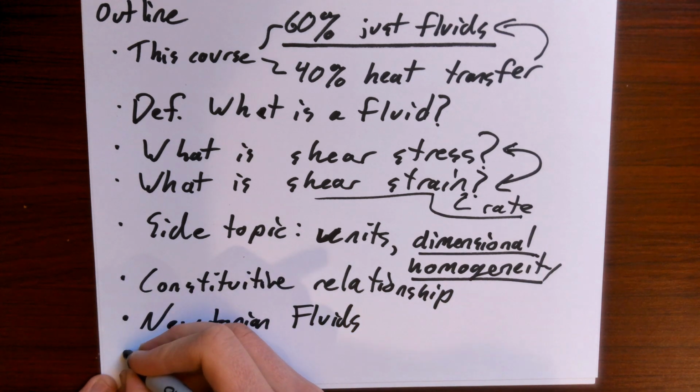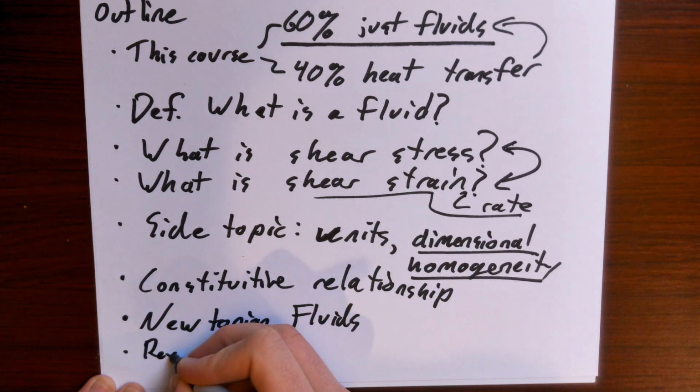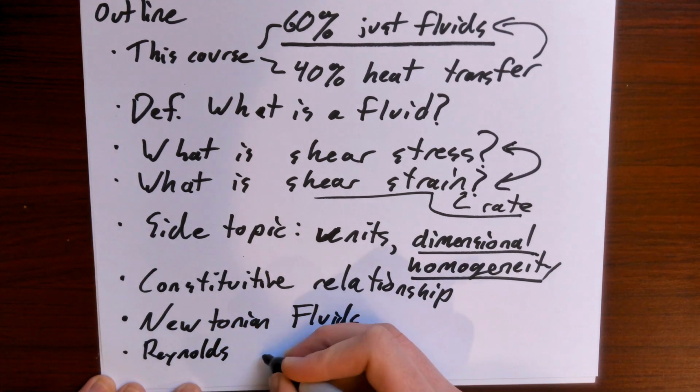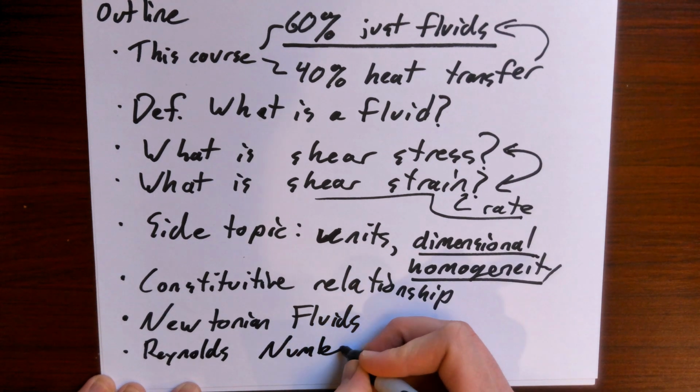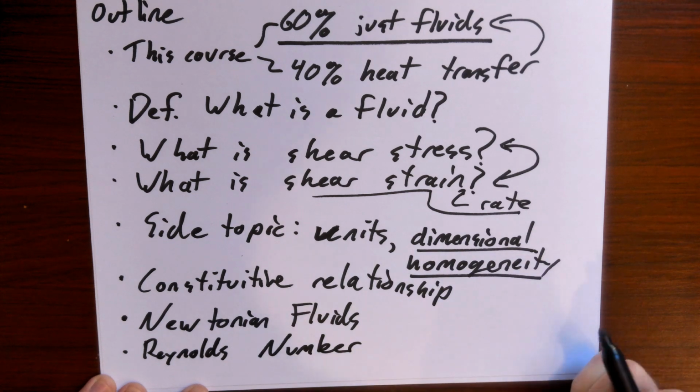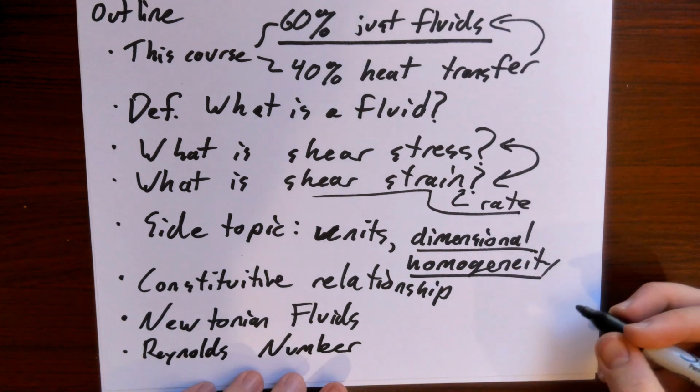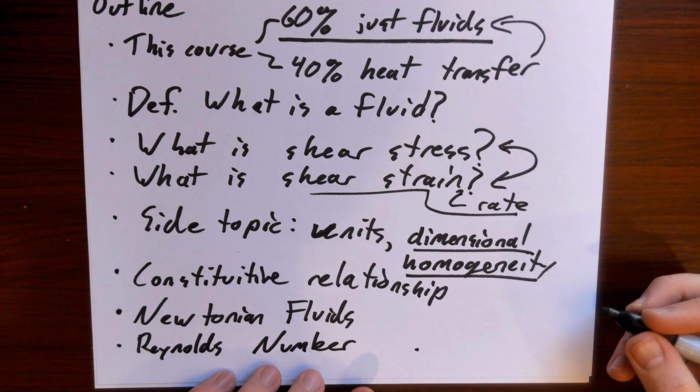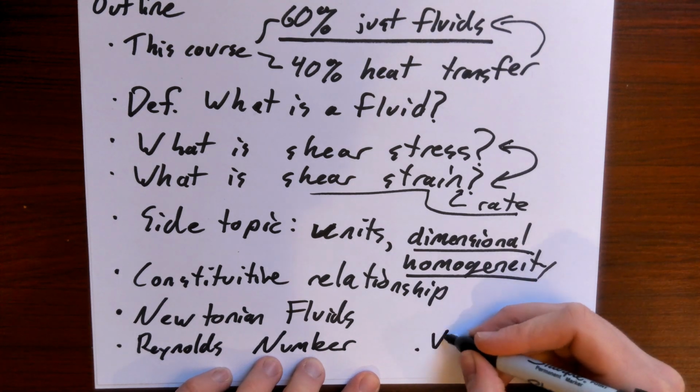Then we're going to talk about the Reynolds number, which makes use of viscosity, which is an important parameter in non-Newtonian fluids. And then finally, we're going to wrap up today's lecture with the discussion of the velocity gradient.